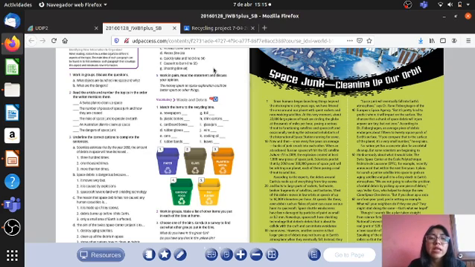Please, students, take a clear photo and send it to me, because some of you send me blurry images and I cannot see your homework. That is a recommendation for you.